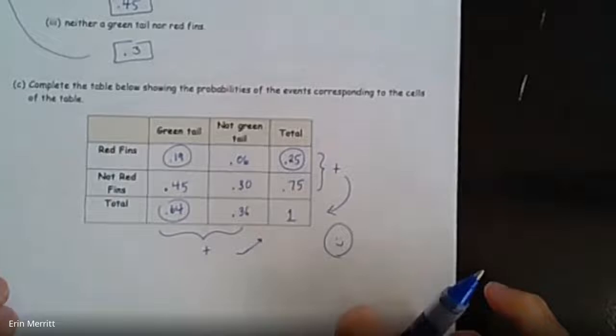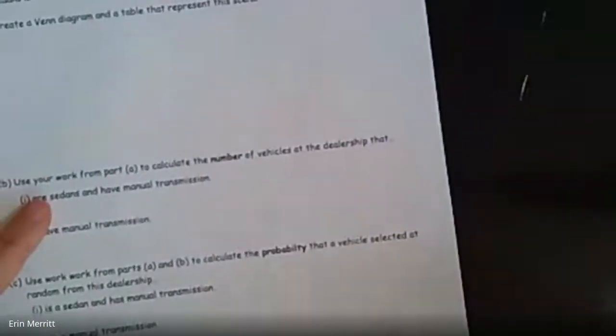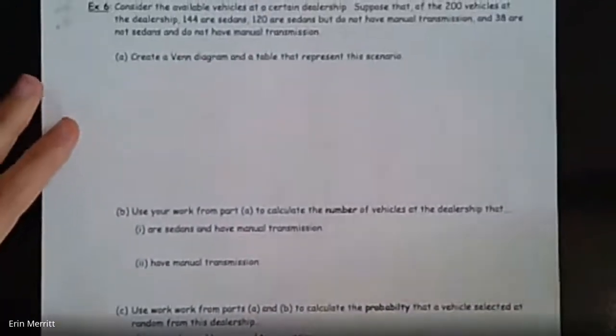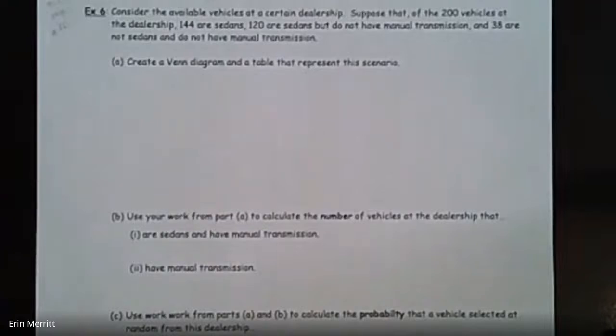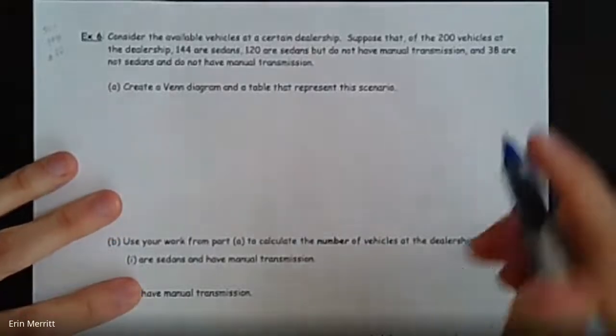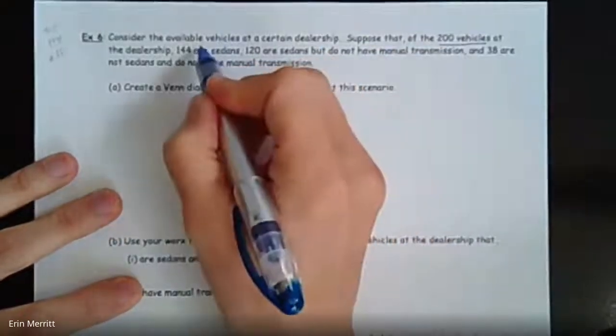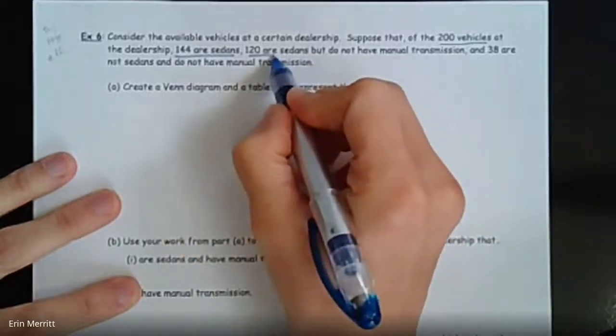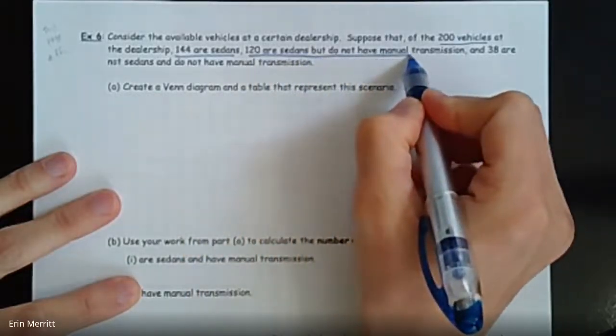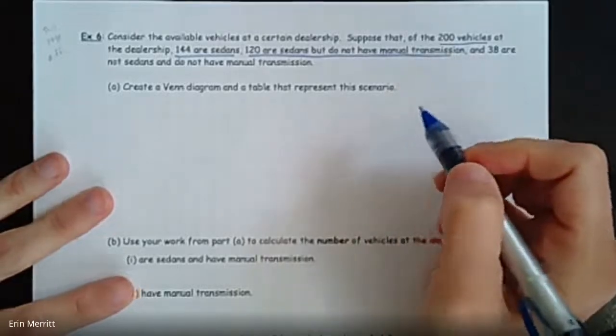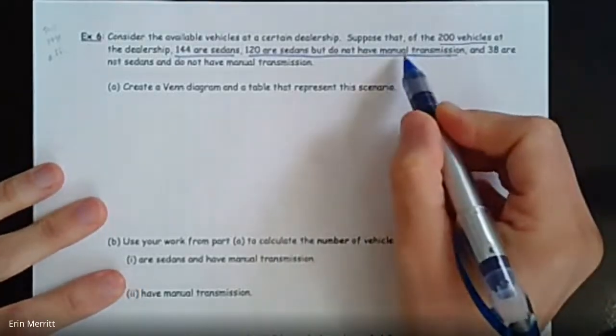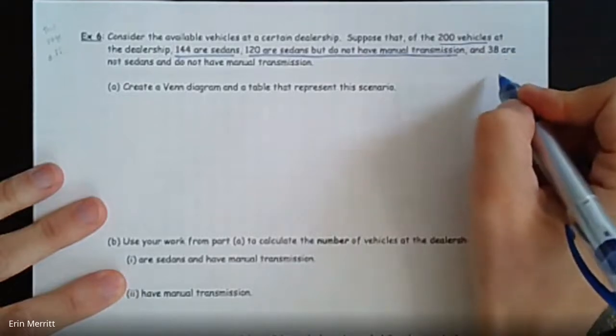Okay. We have one last page to look at. Let's flip it on over here. This page is definitely a little bit different, the way that it's laid out, than the notes on the website. Again, it's all the same information. So if you're looking on the website to help, it just might be reordered a little bit. Otherwise, it says, consider the available vehicles at a certain dealership. Suppose that of the 200 vehicles at the dealership, 144 are sedans, 120 are sedans, but do not have manual transmission, sorry. And then 38 are sedans.